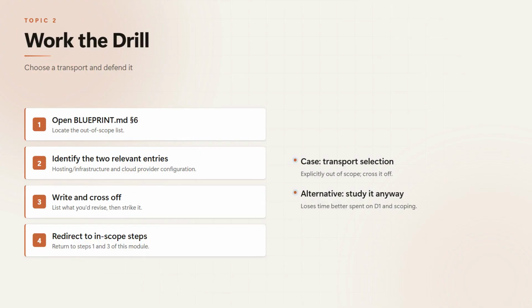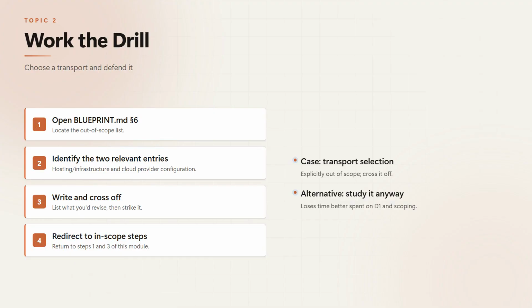You write down SDIO versus SSE versus HTTP and cross it off. The alternative is to study it anyway. It feels like integration, it's interesting, and you know it'll be useful someday. But that choice loses you time. The exam won't ask about it, and the time you spent could have gone to D1, which is 27% of the exam, or to the in-scope neighbors in this module, server scoping and discovery.